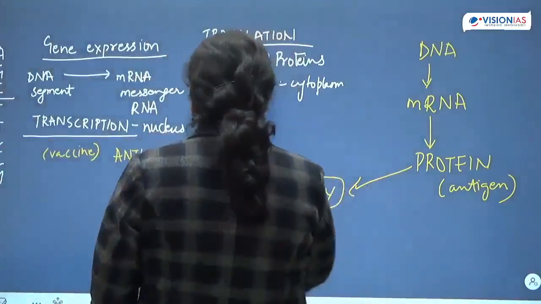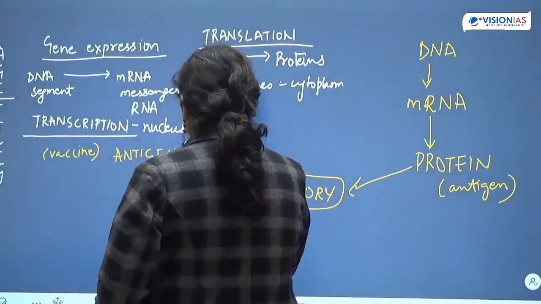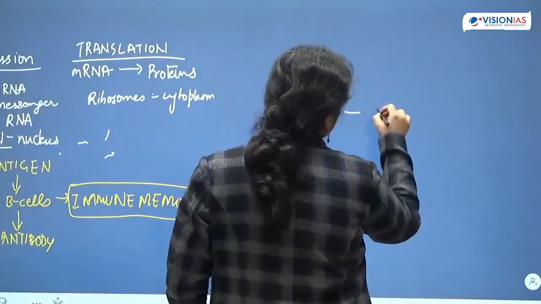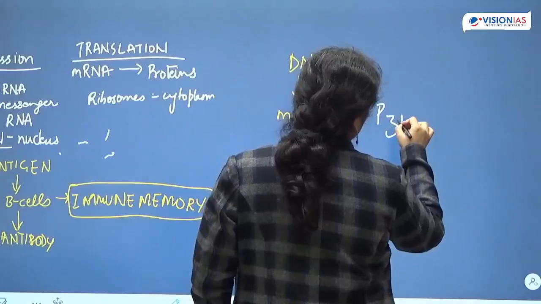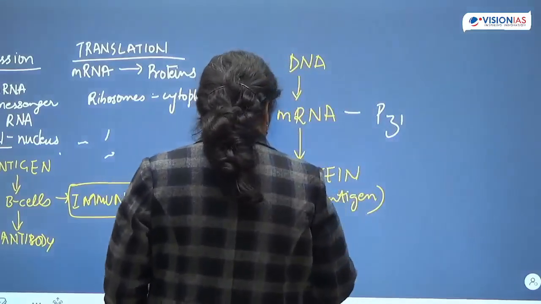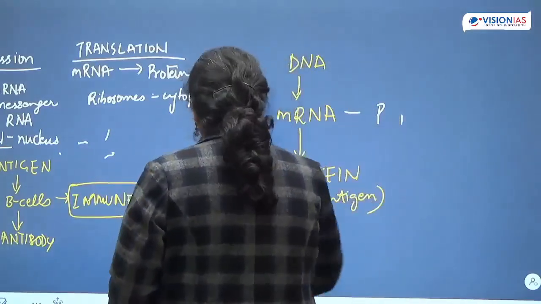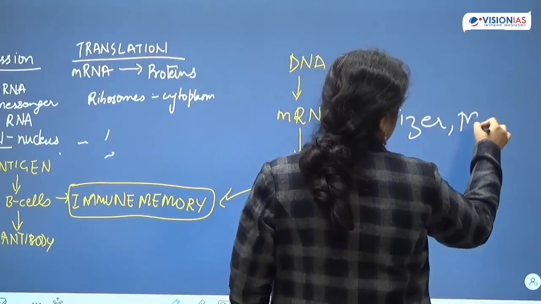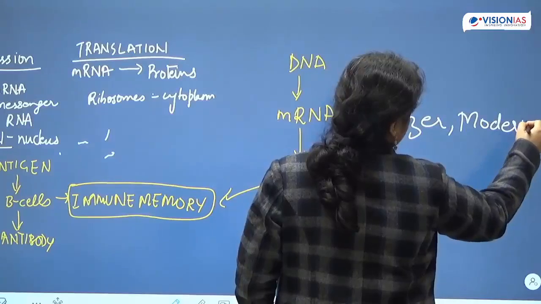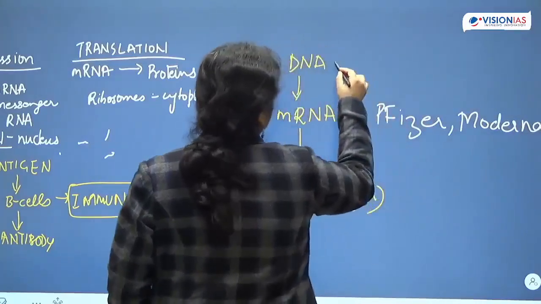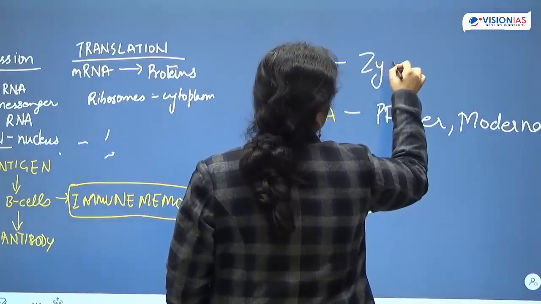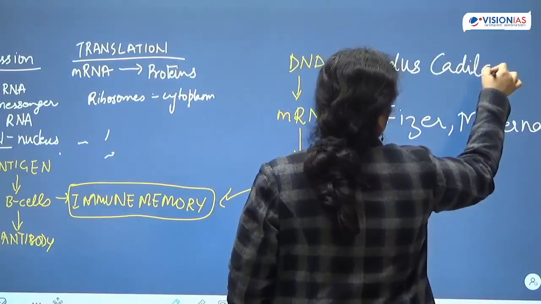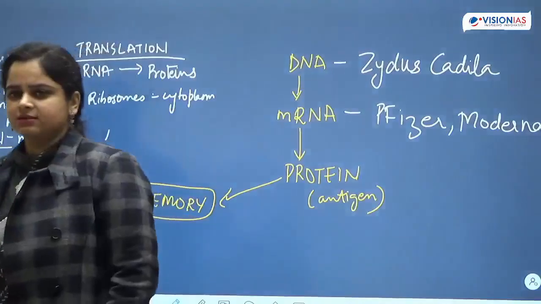And you can write some examples also here from COVID. So mRNA vaccines: Pfizer, Moderna, these are mRNA vaccines. DNA में we have Zydus Cadila COVID vaccine.